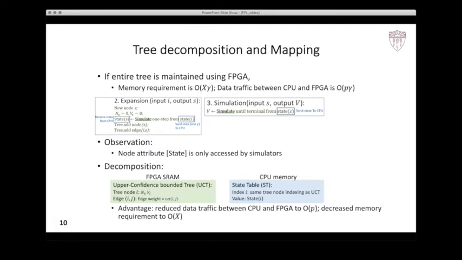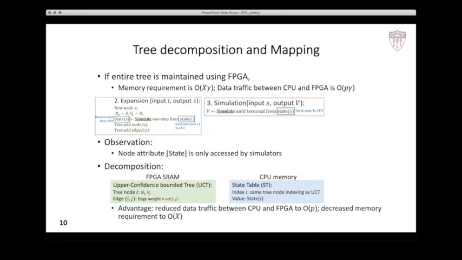We want to map all the compute and memory components of the tree operations onto the FPGA for high-speed performance and leave the application-specific simulations on the CPU for its general-purpose software environment. Assume an application-specific state encoding of the environment is of size gamma. If we store all the attributes of the entire tree on the FPGA, the memory requirement of the tree is tree size times gamma, and the amount of data traffic between CPU and FPGA is the number of workers p times gamma. We observe that the state attribute is only used by the simulation and does not affect the shape or other attributes of the tree.